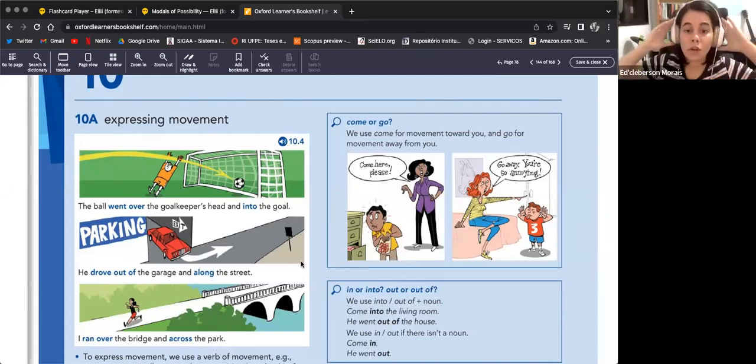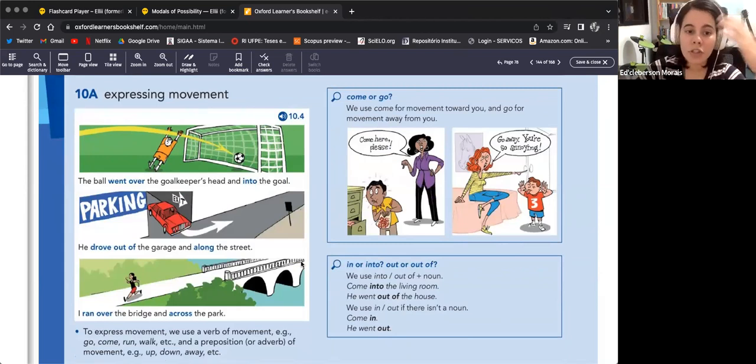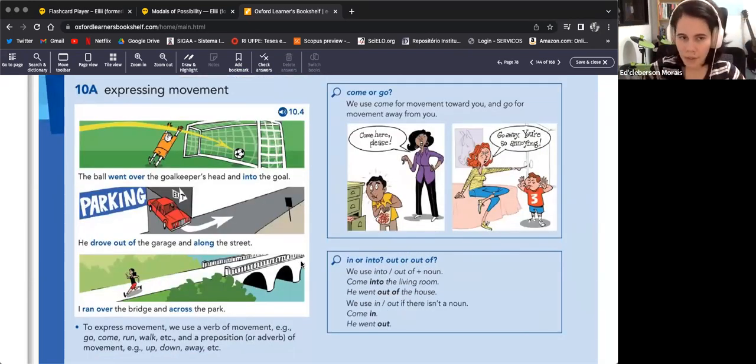Recording. So we're going to continue to talk about expressing movement, okay? You learned some vocabulary related to expressing movement and how to use the expressions to express the movement, okay? Every time you express movement in English, you have to use a verb. So the verb go, the verb drive, the verb ran, everything that has a movement.